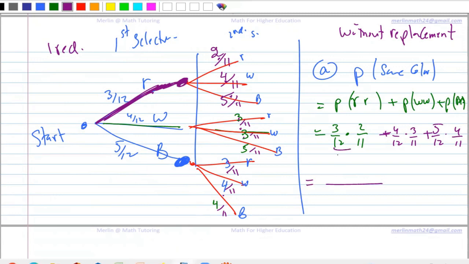The total is the same at the bottom, so it's 12 times 11. How much is 12 times 11? 132 at the bottom. At the top, I have a 6, I have a 12, and I have a 20. Add them up. 38, okay? So it's 38/132. Now, how much in decimal? How much is this?